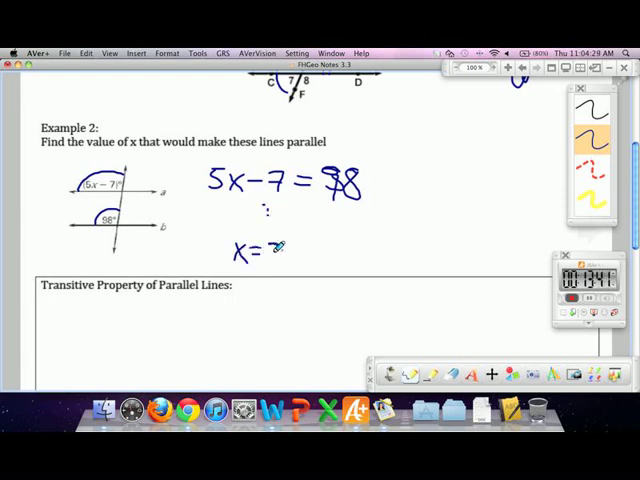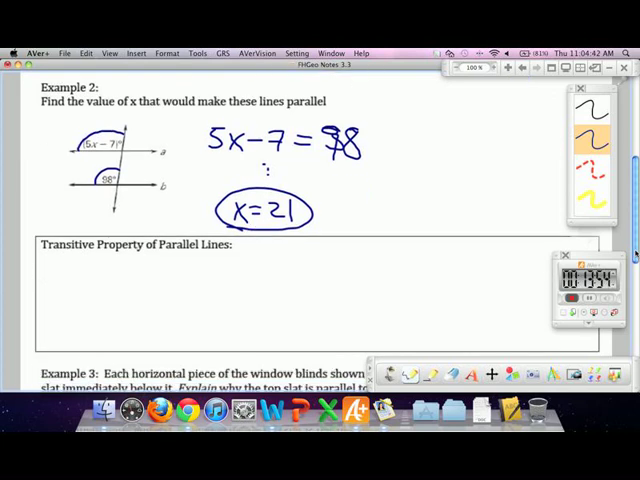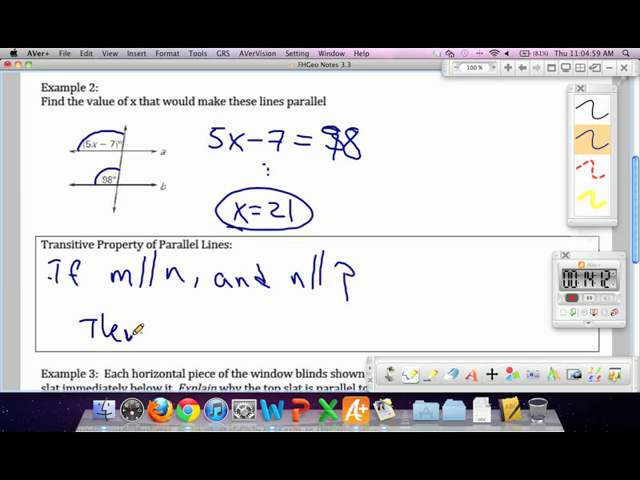Last one I just want to jot down: transitive property of parallel lines. If M is parallel to N and N is parallel to P, what's a new statement you can come up with about parallel lines? Then line M is parallel to line P. Parallel lines are transitive. If two lines are parallel to the same line, then they're parallel to each other.